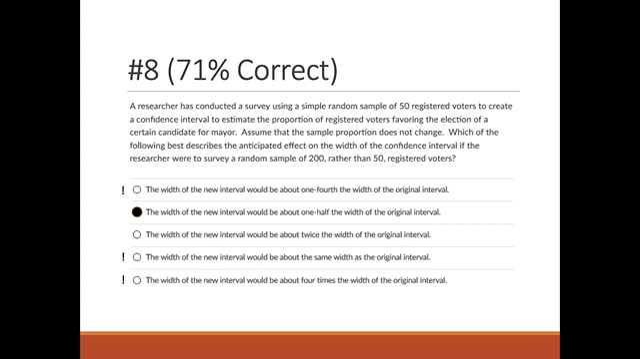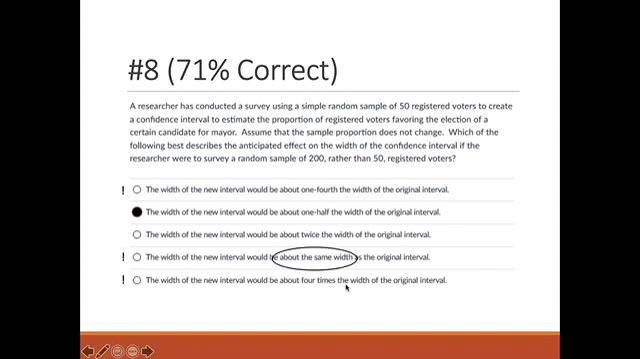So question number 8, 71% got this one correct. Here's the correct answer: the width of the new interval would be about 1/2 of the width of the original interval. The most commonly chosen wrong answers were, well, there was a variety of people that chose a number of different answers. People said the width of the new interval is about 1/4 of the width of the original, that it could be about the same as the original, or that it is about 4 times the width of the original.